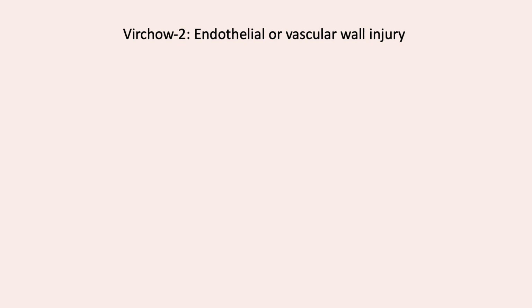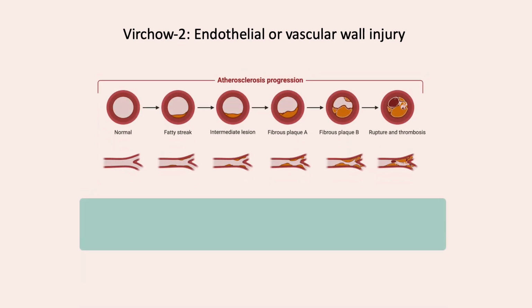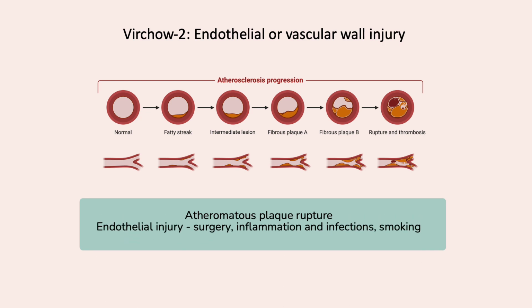Endothelial and vascular wall injury predisposing to thrombosis, meanwhile, may occur when there is atheromatous plaque rupture, or when there is endothelial injury that is caused by things like surgery, inflammation from vasculitis or infections, and smoking.